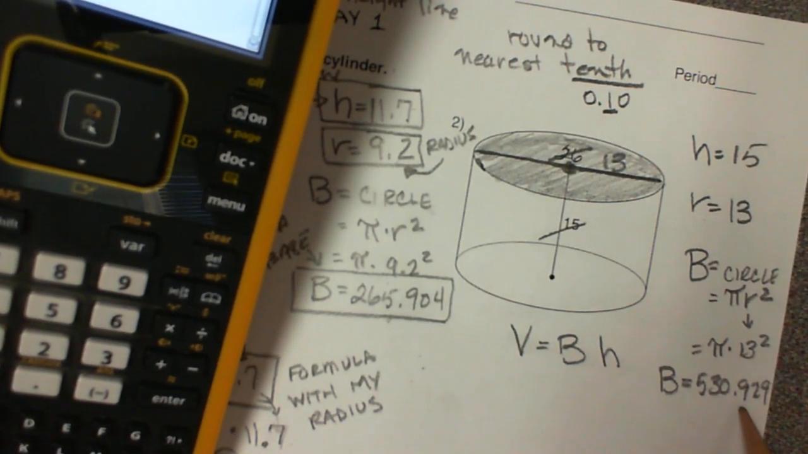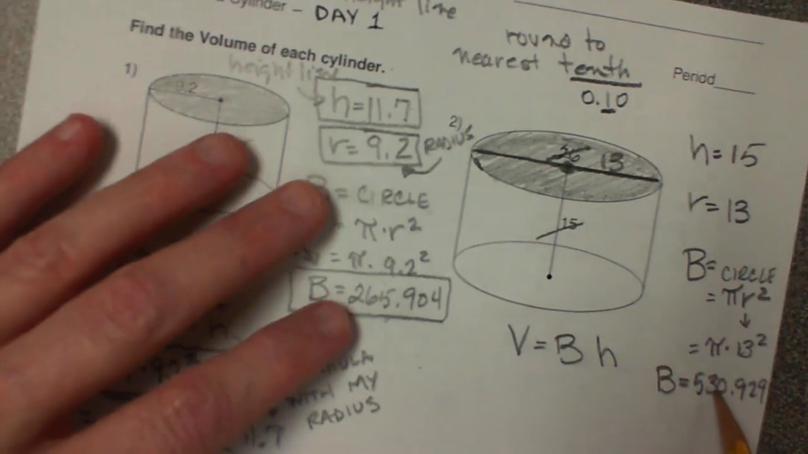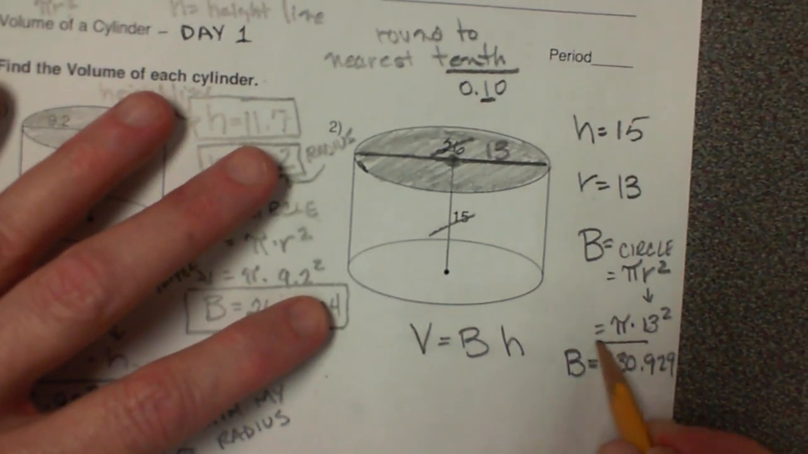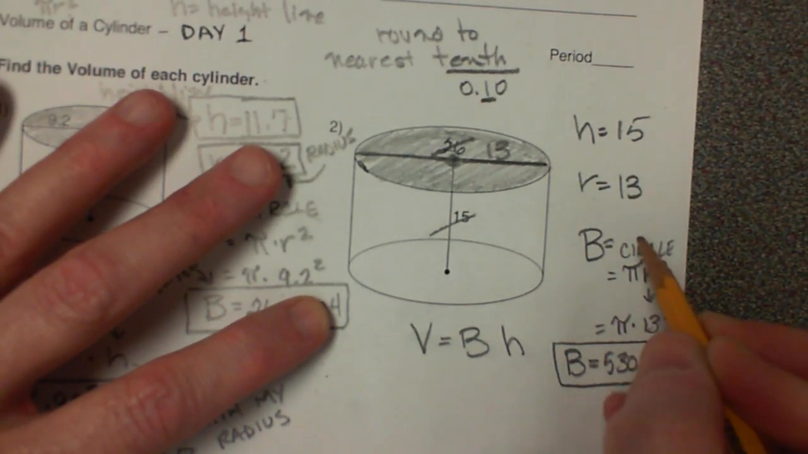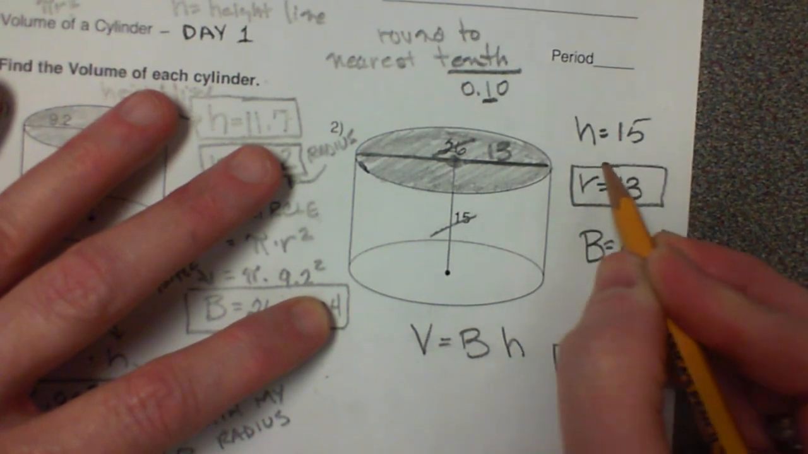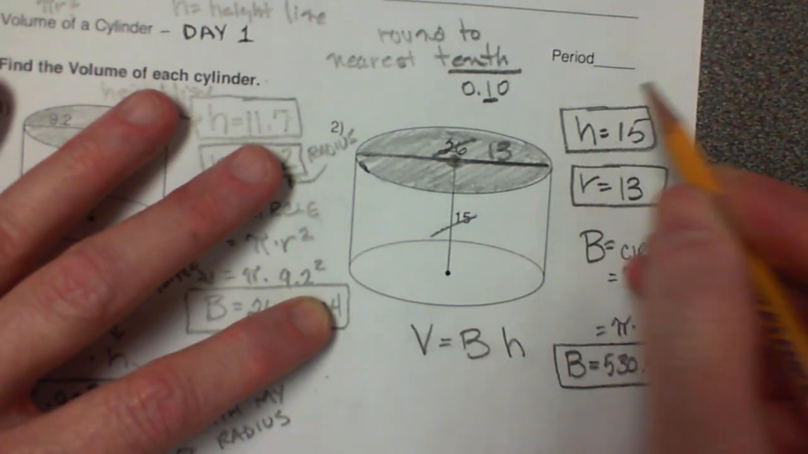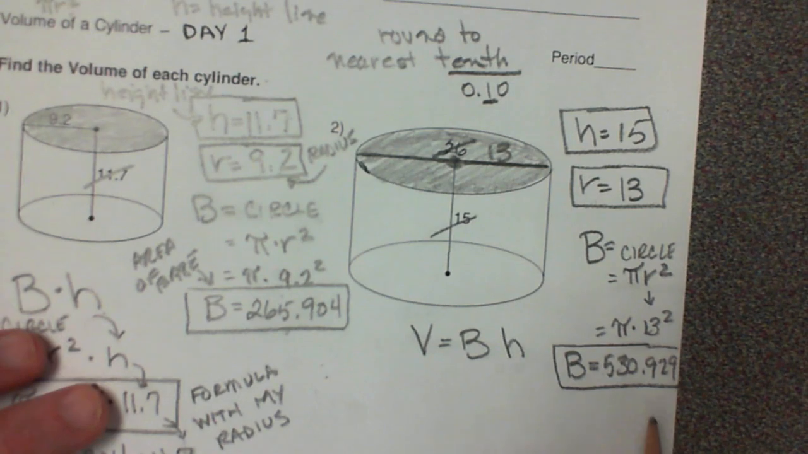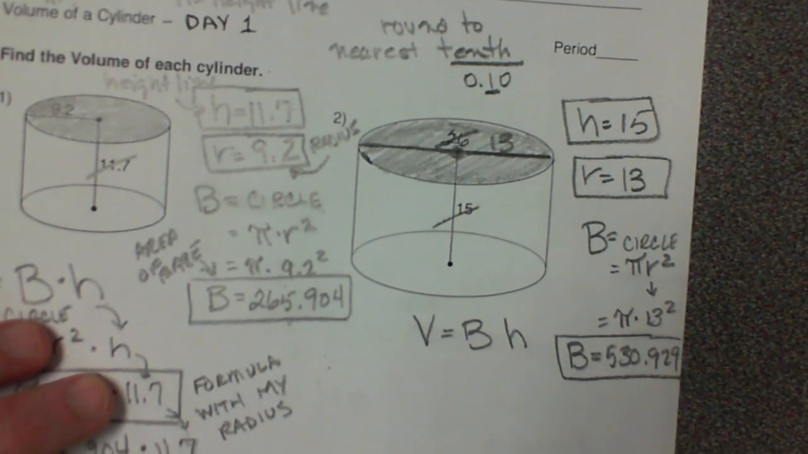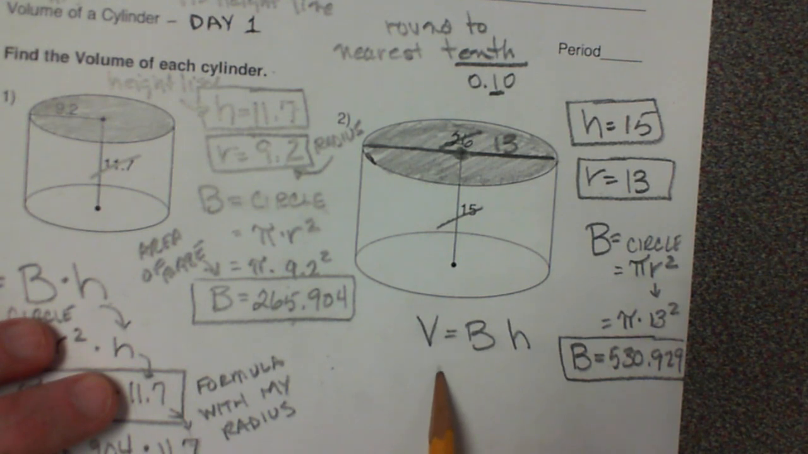Okay, 530.929. Now I've got my first three answers. I've got the radius, I have the height line, and I have the area of the base. Now let's go start to solve for a volume.